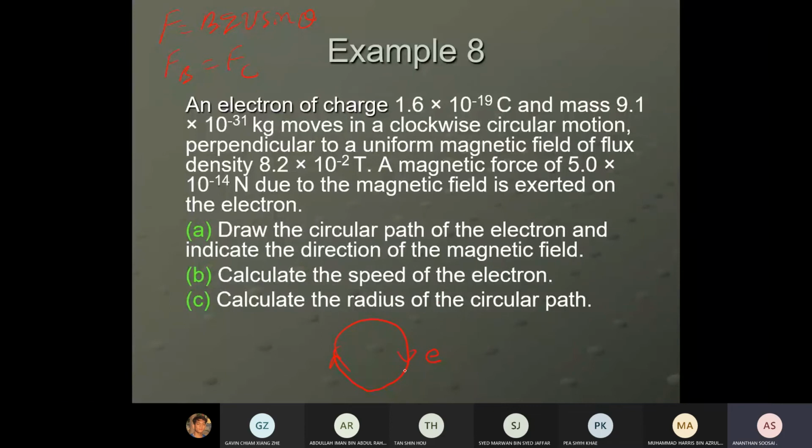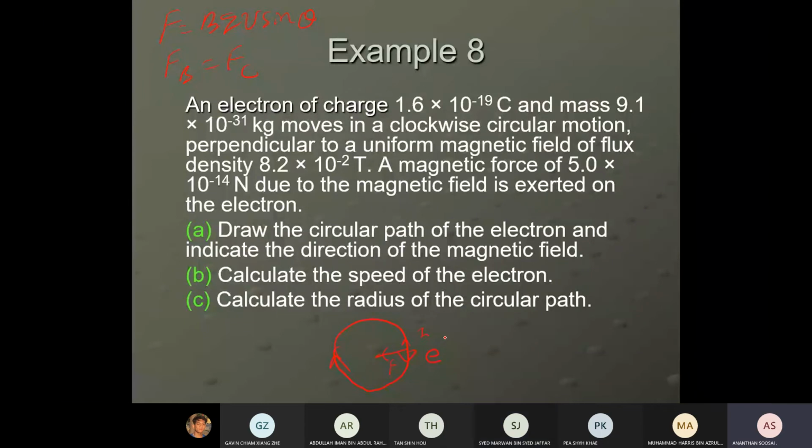Electron going down means current is where? Current is up. Force is where? Force is towards the center. So where's your magnetic field strength? Into the page, out of the page. FBI. Out. Into the page, out of the page.